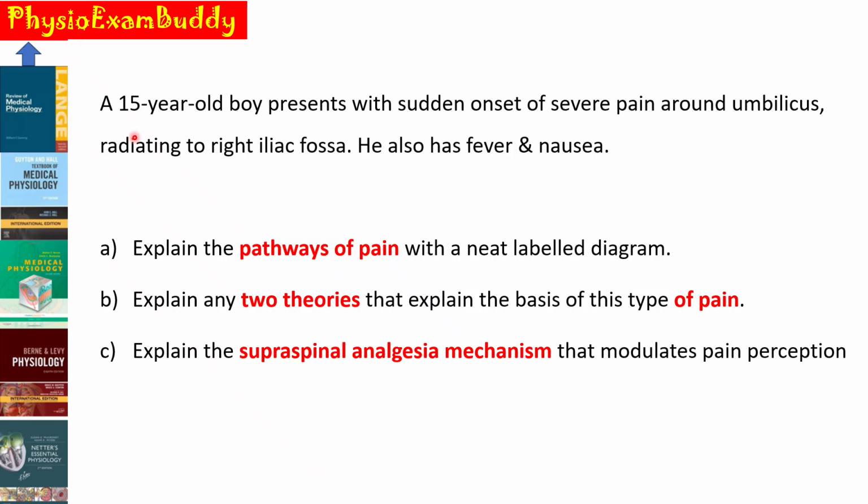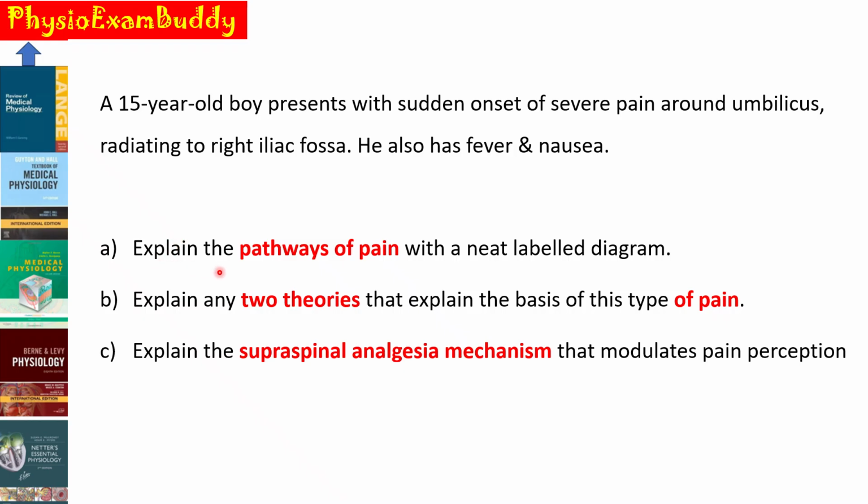I recently completed the university paper of physiology. The essay asked was: a 15-year-old boy presents with sudden onset of severe pain around the umbilicus radiating to the right iliac fossa. He also has fever as well as nausea. So this essay is mainly related to the lateral spinothalamic tract or the pain.